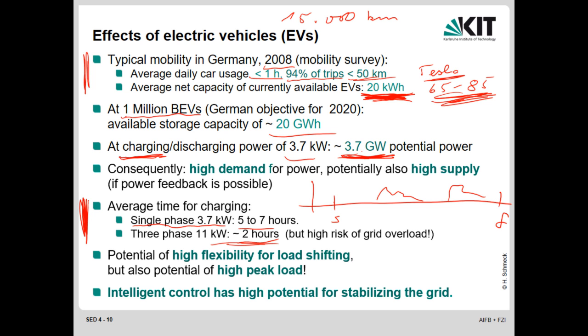And so we have this high flexibility for load shifting, and you know that that's what we were looking for. We wanted to have devices which can be used in a very flexible way. And here they are. There's an extra need for electricity, but we can shift the load. Certainly there's the potential of high peak load, and I will show you on the next slide what that would mean. And obviously, if we control the charging of electric vehicles in an intelligent way, we can actually try to stabilize the grid or follow the supply curves.